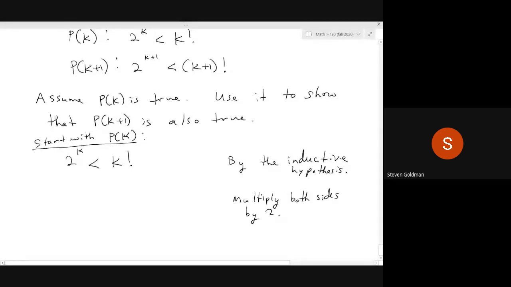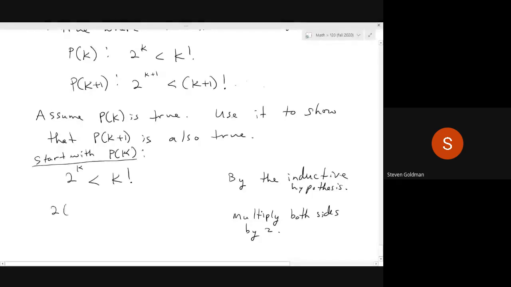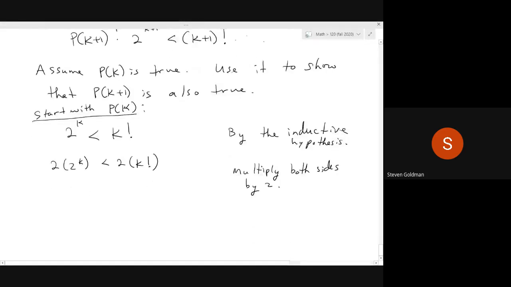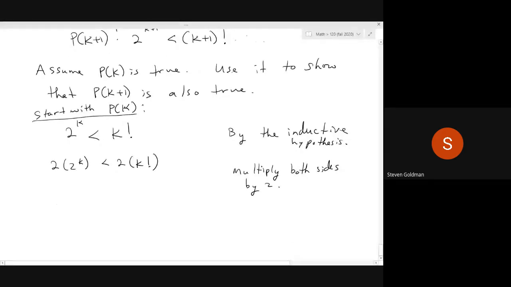What I'm doing is manipulating algebraically the left-hand side of P of k to get it to be the same as P of k plus 1, and then I want to end up on the right-hand side with k plus 1 factorial. So we're going to manipulate until we get what we want. 2 times 2 to the k is less than 2 times k factorial. If I multiply by 2 on the left-hand side, to keep the inequality true, I have to multiply by 2 on the right-hand side. 2 times 2 to the k is just 2 to the k plus 1, as we said. That's less than 2 times k factorial.